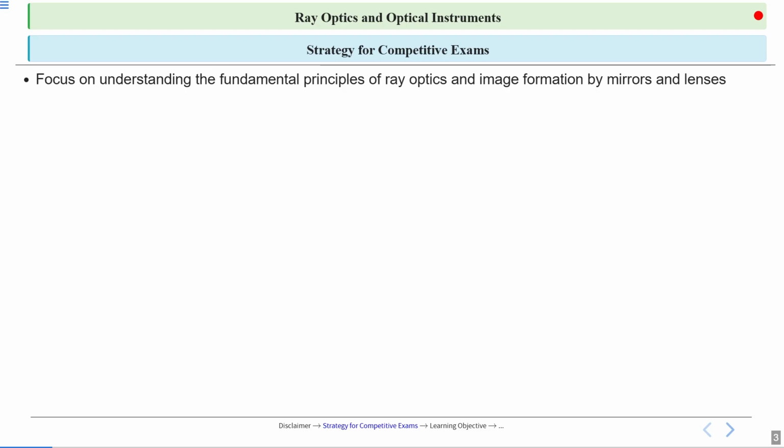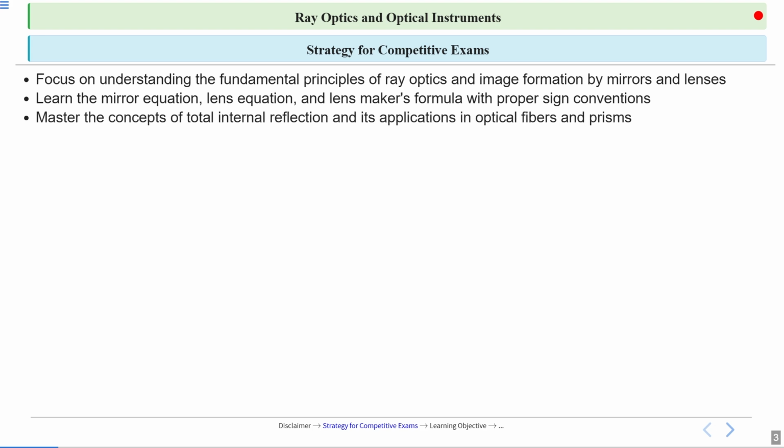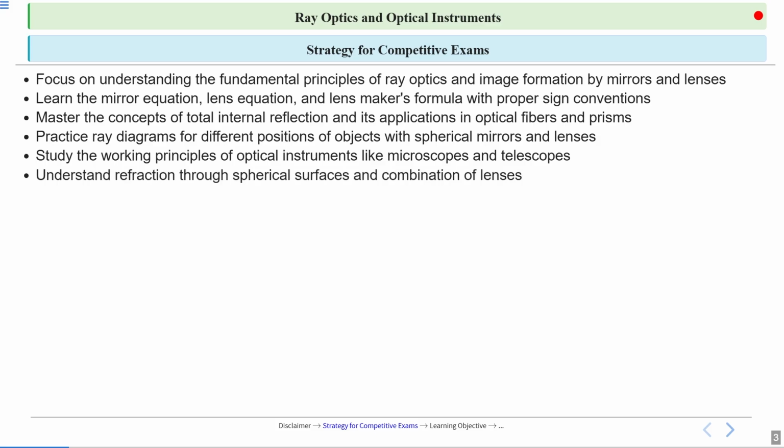Strategy for competitive exams. Focus on understanding the fundamental principles of ray optics and image formation by mirrors and lenses. Learn the mirror equation, lens equation and lens maker's formula with proper sign conventions. Master the concept of total internal reflection and its application in optical fibers and prisms. Practice ray diagrams for different positions of objects with spherical mirrors and lenses. Study the working principles of optical instruments like microscopes and telescopes. Understand refraction through spherical surfaces and combination of lenses.